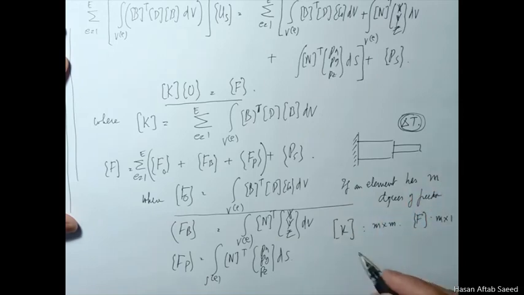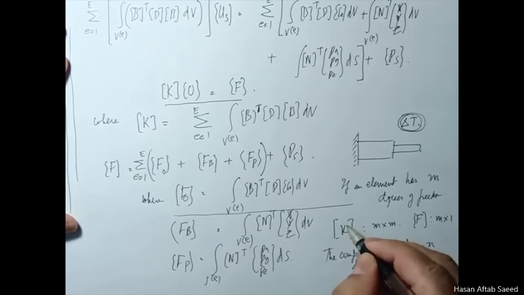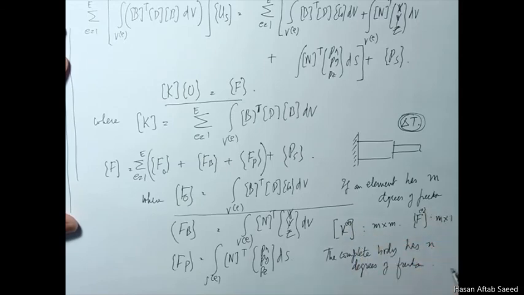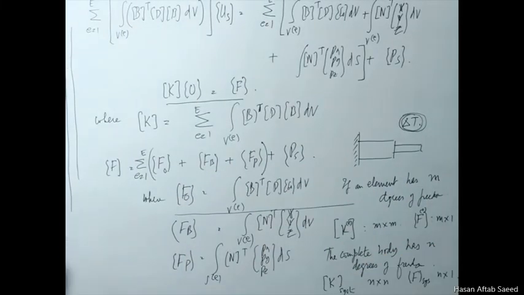And if the whole body, the complete body, has n degrees of freedom, now this I'm talking about the element, one element, then the system K will be of size n into n, and the system F will be of size n into 1. We'll verify these things in the next lecture too.